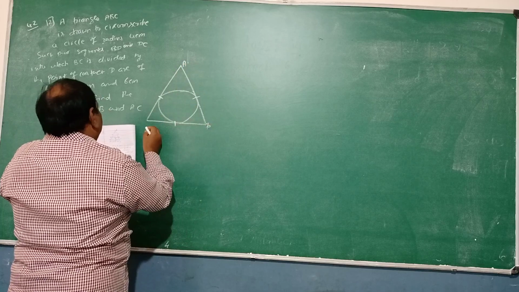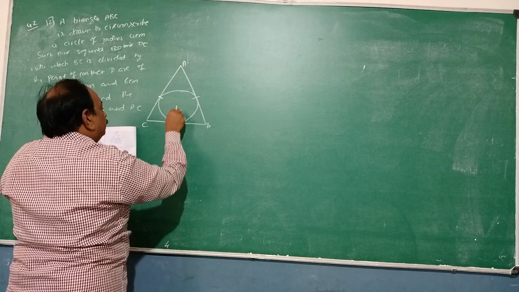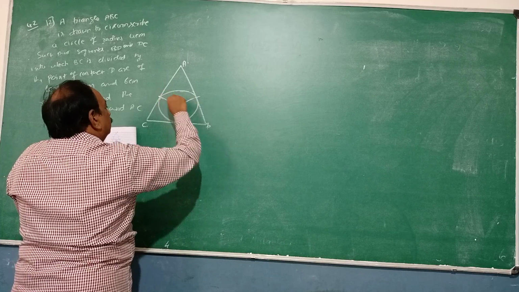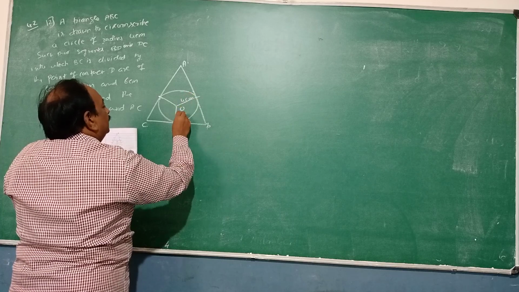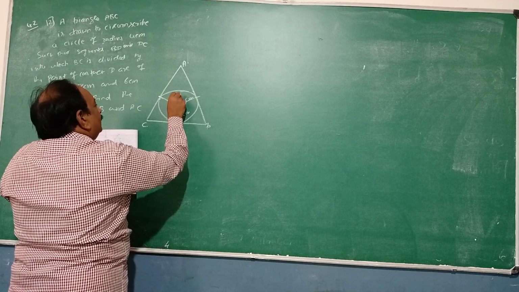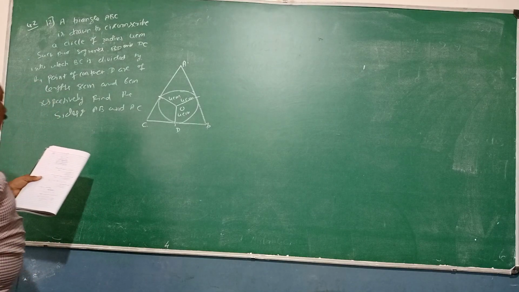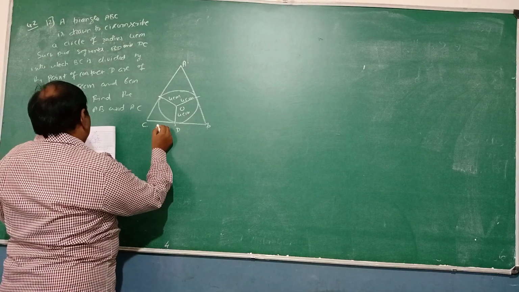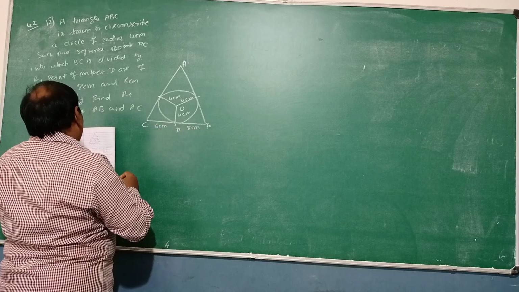A, B, C. This is D. O is the center. Radius 4 centimeter. They have given the radius as 4 centimeter. Then this is 6 centimeter. This segment is 8 centimeter.